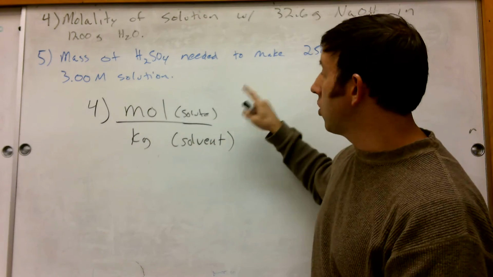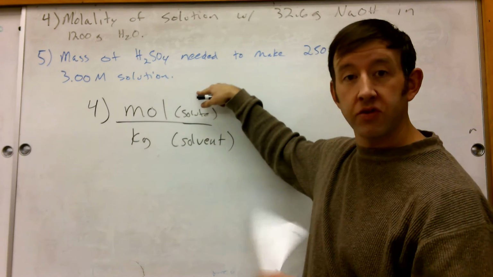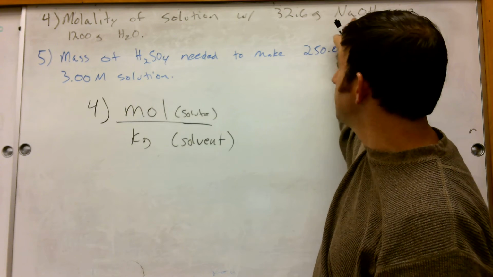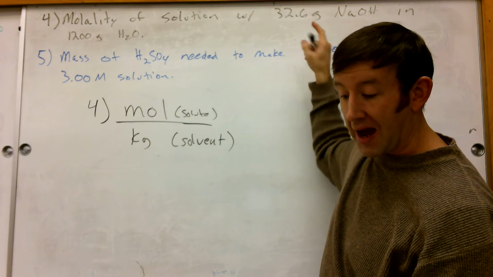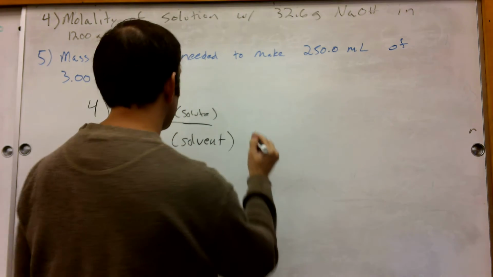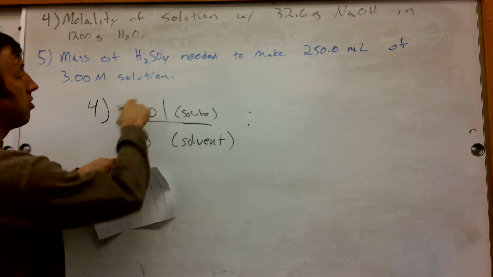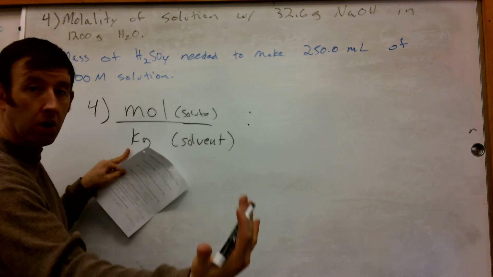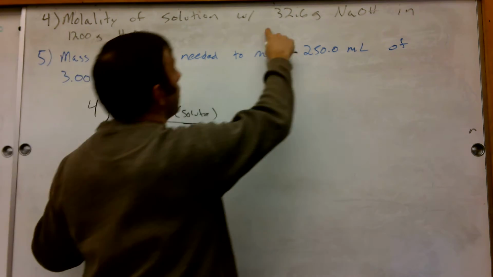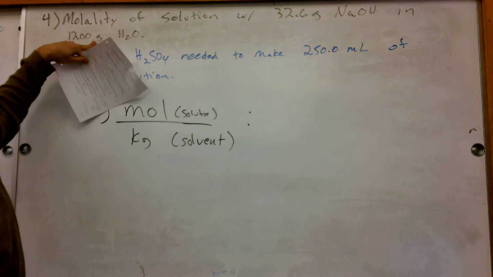All right, so I need to know how many kilograms of water I have. I need to know how many moles of solute I have. In this case, how many moles of sodium hydroxide do I have? Okay, so that tells me how to solve my problem. I need to know the kilograms of solvent on the bottom. I need to know moles of solute on top. What do I know? I know the grams of solute, right, and the grams of water.